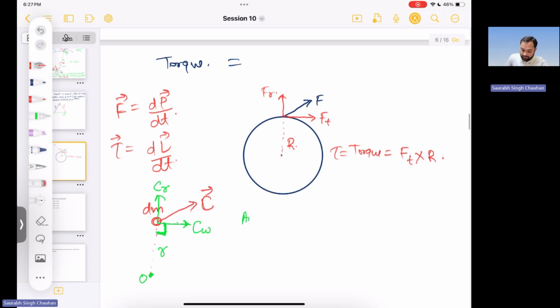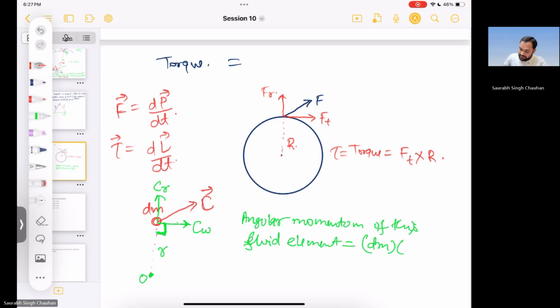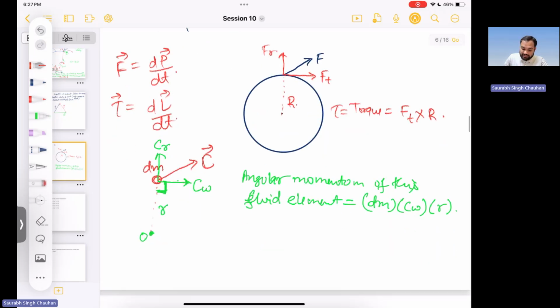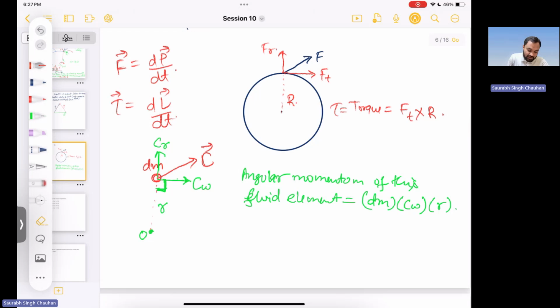So the angular momentum of this fluid element will be dm times its whirl component of velocity times this distance r. So this will be the angular momentum of this fluid element. What is important is this whirl component. This whirl component is very, very important.